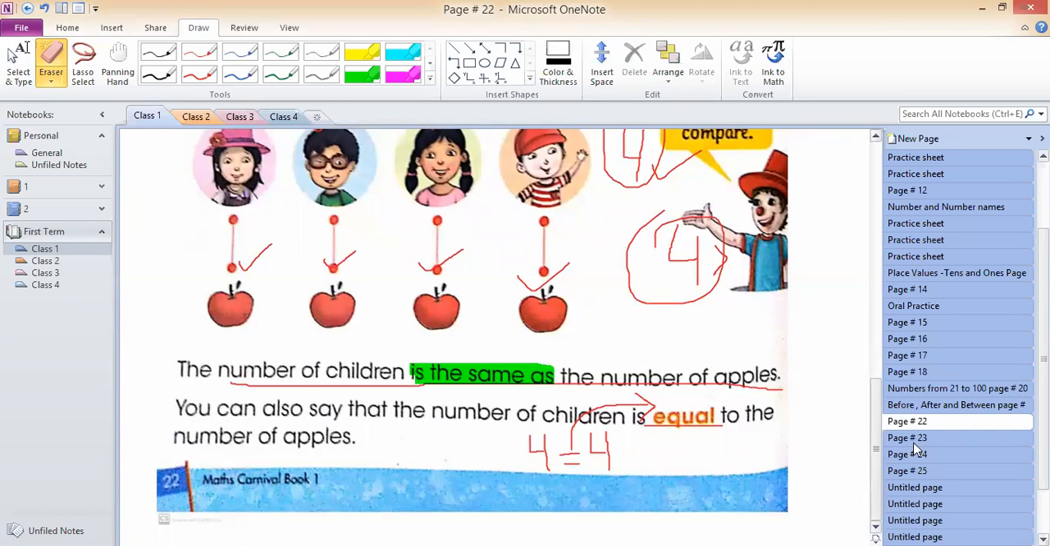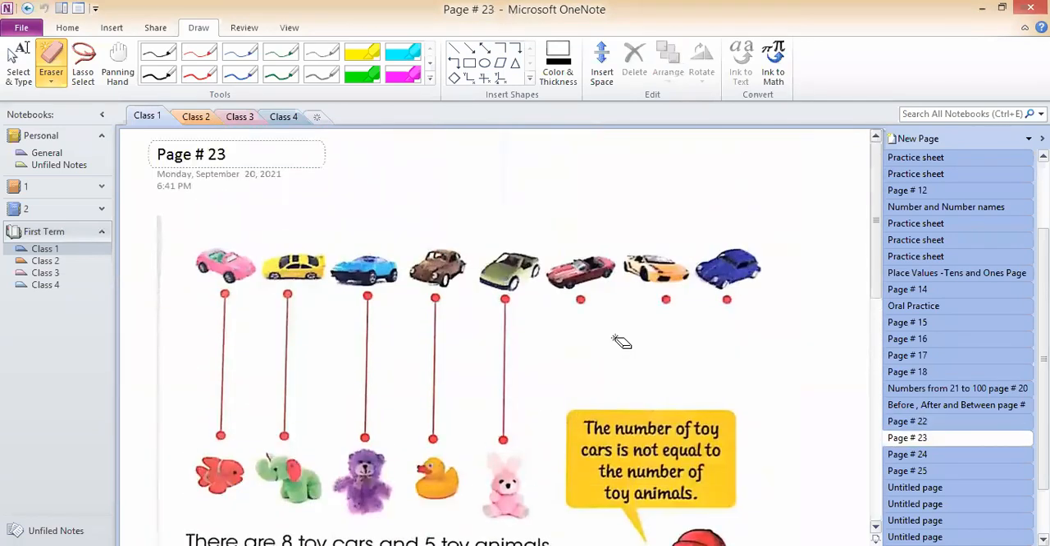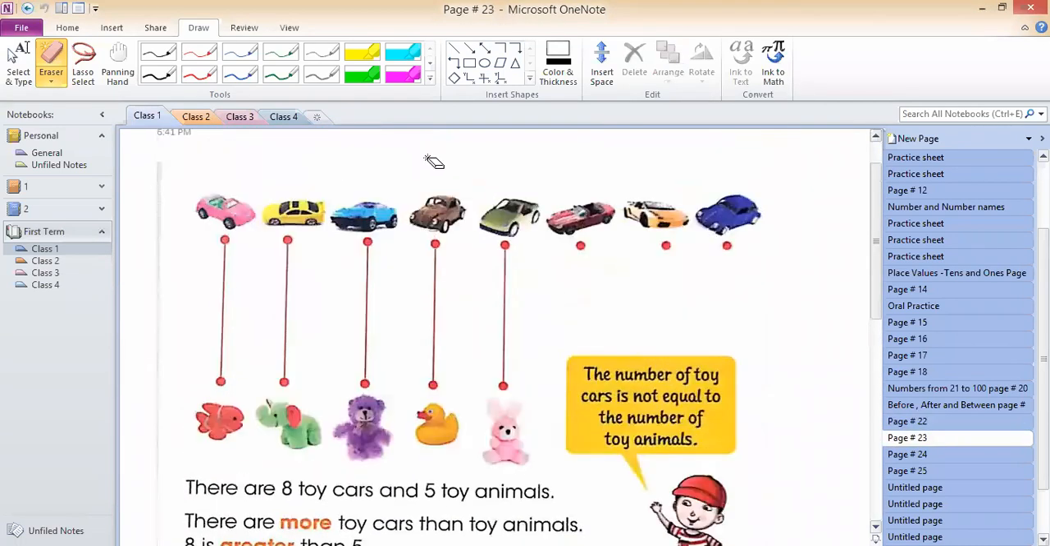Because they both are 4. Let's come to page number 23, guys. Look at the number of toy cars and look at the number of toy animals. I am going to count the number of toy cars. 1, 2, 3, 4, 5, 6, 7, and 8.